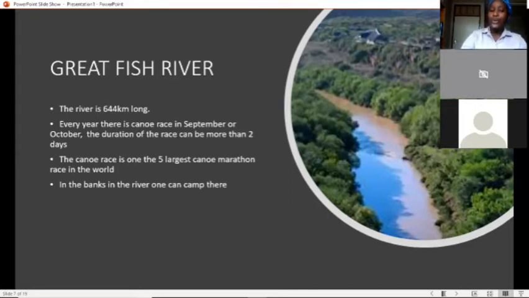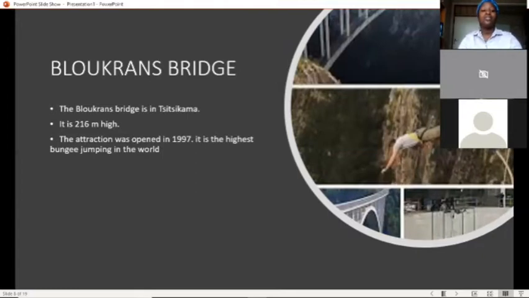If you attend the marathon, do not expect to sleep in a guest house or hotel. You can camp alongside the riverbank, so bring your tents along, right? And then we get to the Bloukrans Bridge. The bridge is situated in Tsitsikamma, and it is 216 meters high. The attraction was opened in 1997. It is the highest bungee jumping in the world.